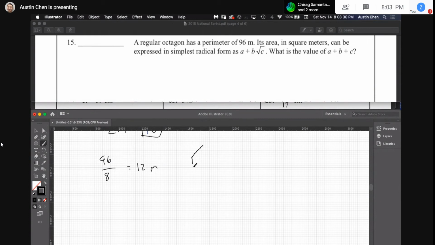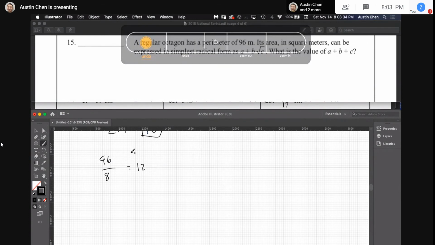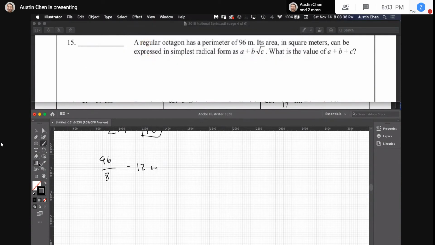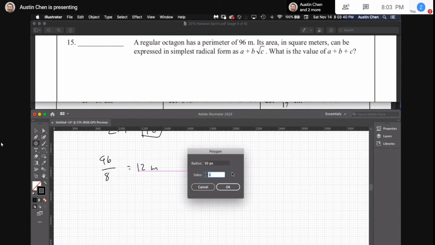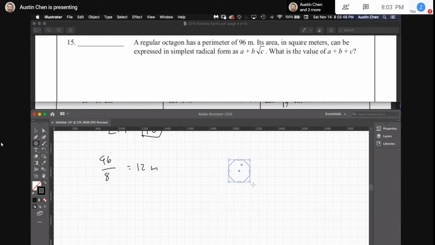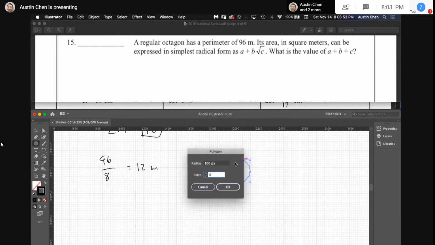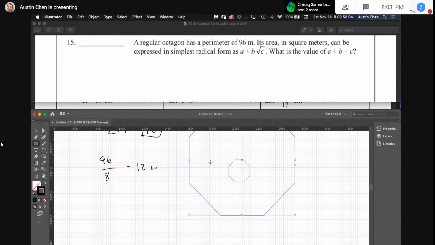Okay, so we have an octagon. Oh yeah, I have the shape drawing. I have the polygon drawing feature. It's so good. See, we just do that. Maybe make it 100 pixels. And then boom. That's a bit small actually. Yeah, let's make it way bigger. Let's make it 500. Yes. There we go.